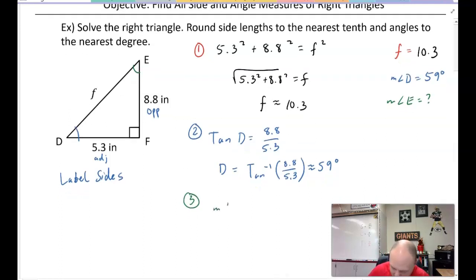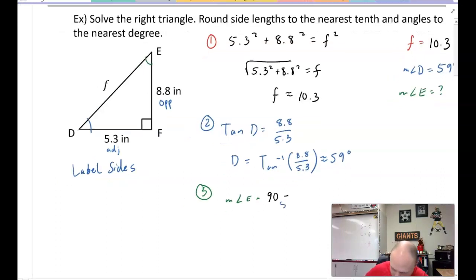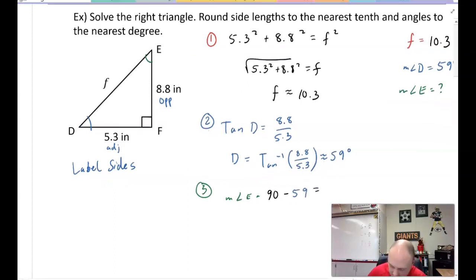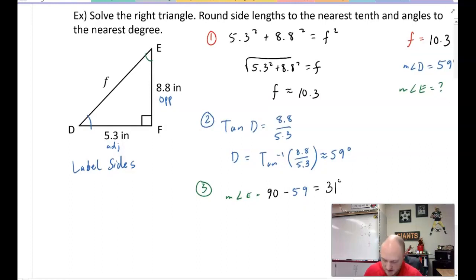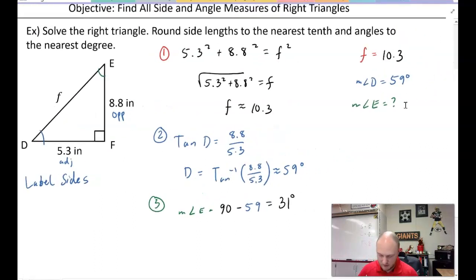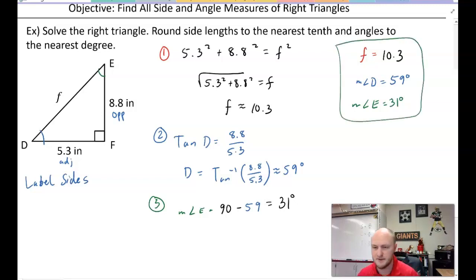And then step 3, now that I know that angle D is 59 degrees, the measurement of angle E is going to be 90 minus D, which is 59. That gives us 31 degrees. All right, and we have solved the right triangle. That's it.